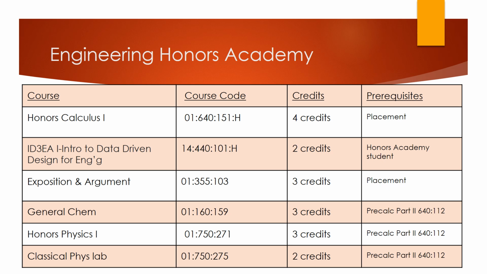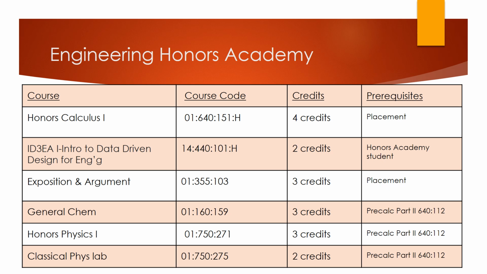Engineering Honors Academy, the same thing with the Honors Calc. You do need to take an honors version, so you need to look at the section. So again, that would be the H. Intro to Data-Driven Design for Engineers, and this would be specifically Honors Academy, need 440, 101, and that would also be a section H. So that is important to notice for Honors Academy students. They have to do this section H. Exposition and Argument, 355, 103. Gen Chem, 160, 159. Honors Physics, 750, 271. And the Classical Physics Lab, 750, 275.